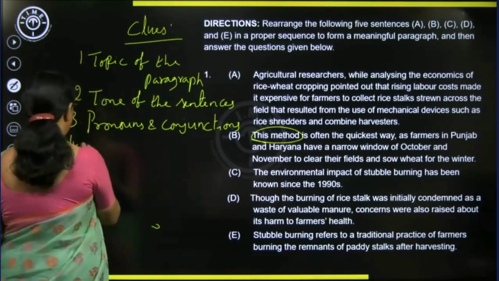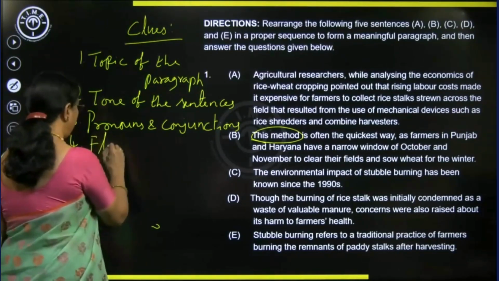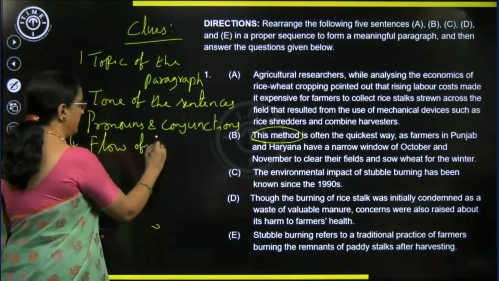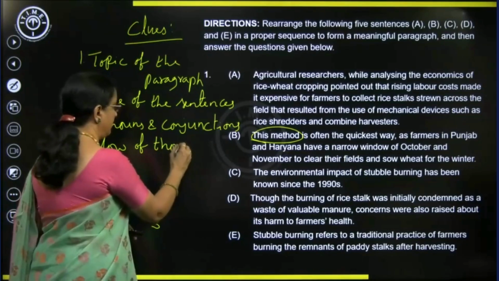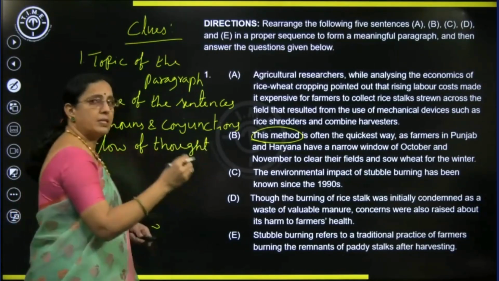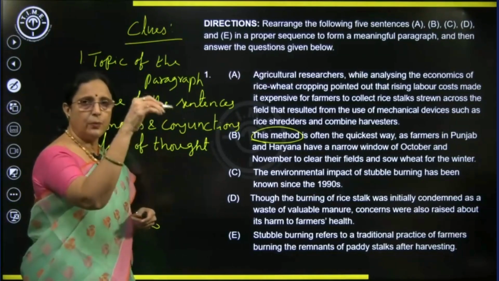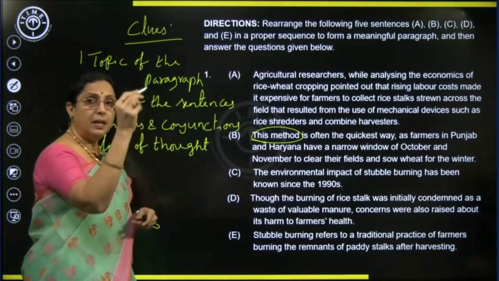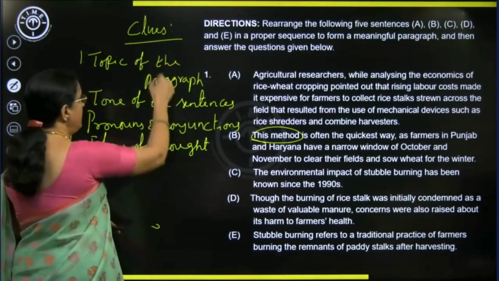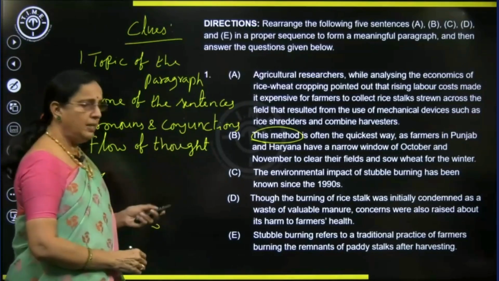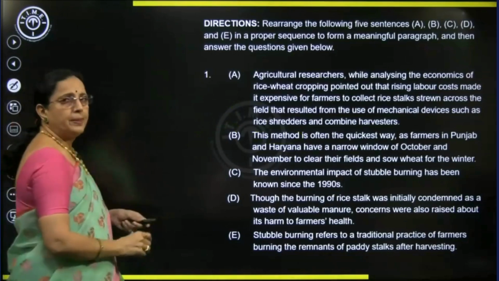And then the fourth one is idea flow, or flow of thought. You have to look at the flow of thought: how is the author developing the idea? Is he giving the definition first, or talking about the advantages first, or the disadvantages first, and how is it happening? Do you understand? That helps you. So, these are the clues. If you practice, you can easily remember and get those clues. Fine? Next one, strategy.